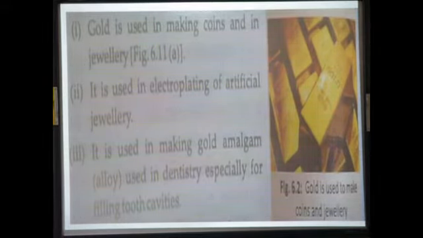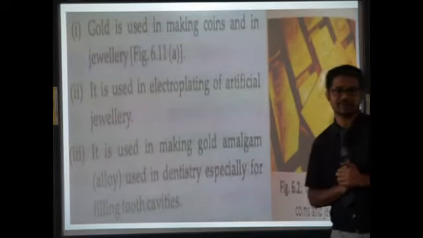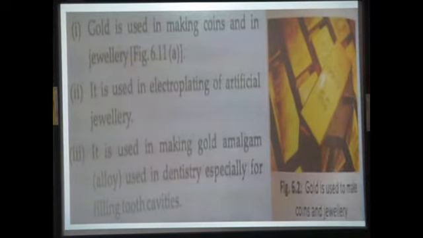I said why gold is used for making jewelry, because it is resistant to other substances. It is highly stable. Number one. Number two, it is a lustrous yellow metal. It gives shine. It has a shiny appearance. That's why.